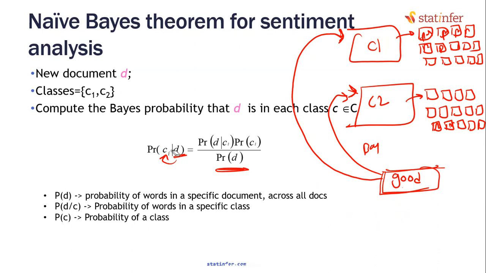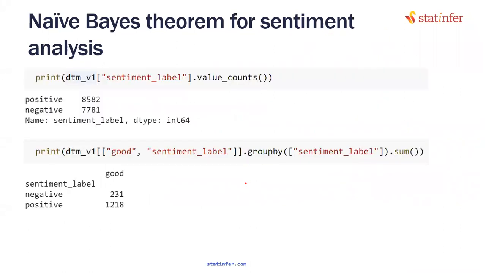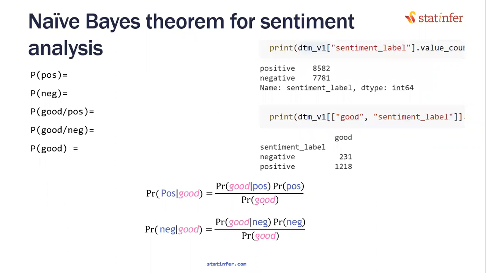So that will be probability of D. D is good here. So probability of good, how many times it appeared in positive into probability of positive. How many times it appeared in negative into probability of negative. Let us suppose if we go to our own data set, how does that look like? Let us get those numbers. So this is the overall formula, probability of good in positive, good in negative. Overall, there are 8582 positive documents, 7871 negative documents. Good has appeared in positive as well as negative.